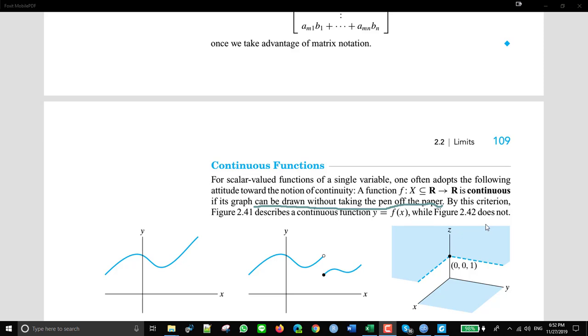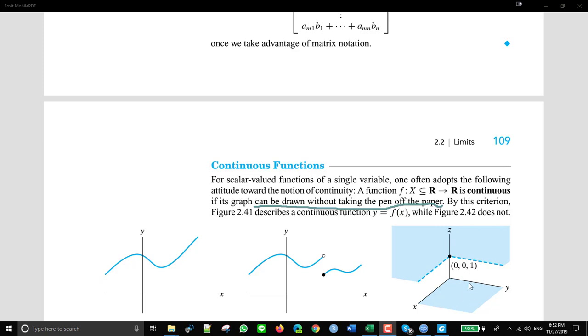Okay, let's talk about continuous functions now. So here we have a scalar valued function of a single variable, just a regular or normal situation of a function, y equals f of x. And here's another example of a function y equals f of x, single input, single output.